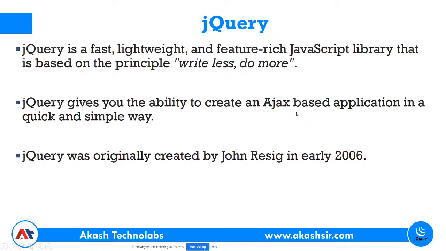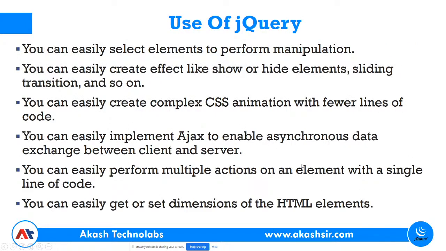If you want to perform asynchronous transmission of your data, then you can use Ajax and jQuery. jQuery was originally created by John Resig in 2006. So what is the use of jQuery? You can easily select elements to perform manipulation. You can easily create effects like show, hide, sliding, transition, and so on. You can easily create complex CSS animation with fewer lines of code, and you can easily implement Ajax to enable asynchronous data exchange between the client side and server side.